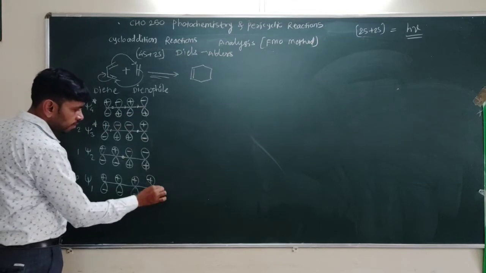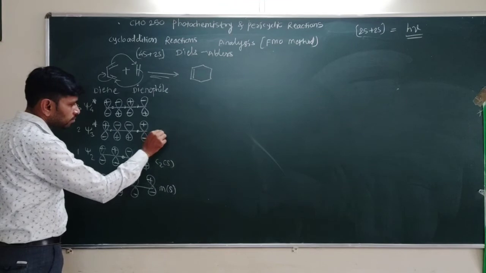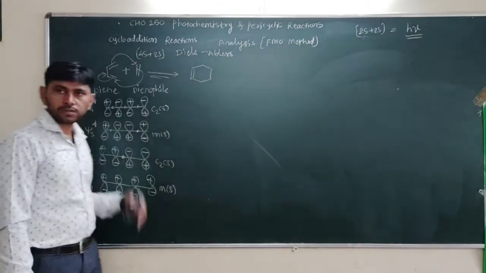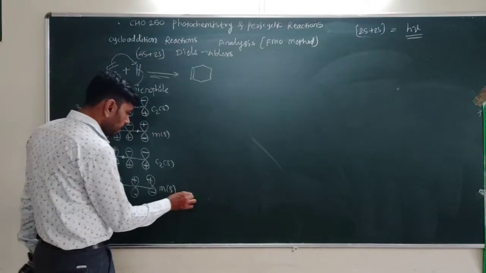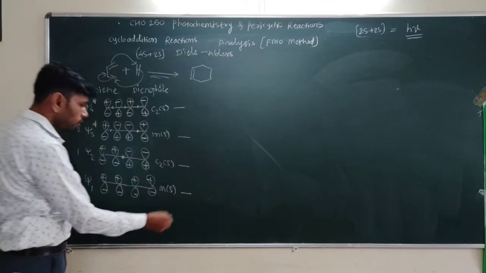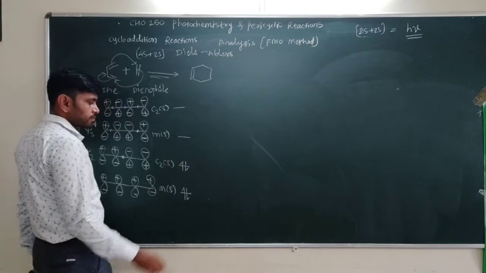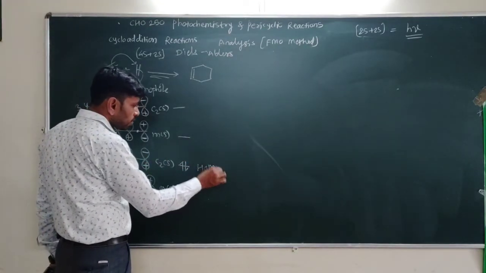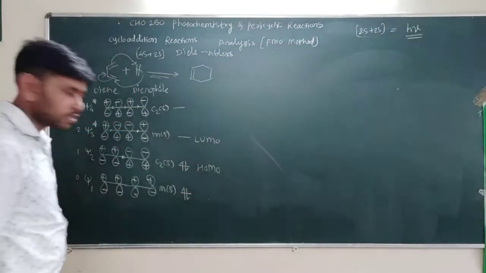So let's see the symmetries. It has M symmetry, it has C2 symmetry, M symmetry, it has C2 symmetry. So this is a symmetric pattern. And the electron distribution here: 4 pi electrons. So 4 electrons, 2 enter into this, 2 enter into this, in the ground state that we are looking at. So this is the HOMO, highest occupied molecular orbital, and this is the LUMO for the 4 pi electron system.